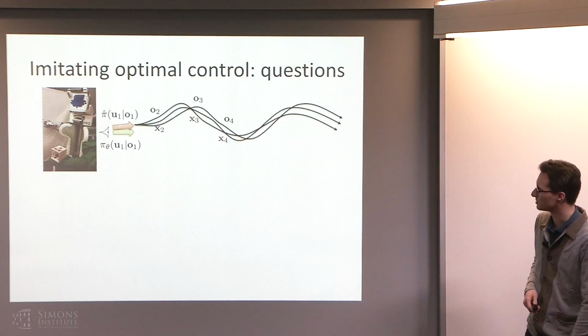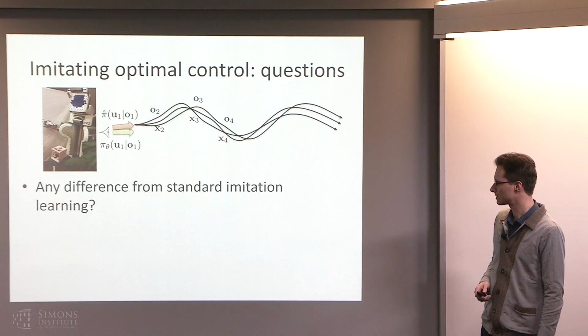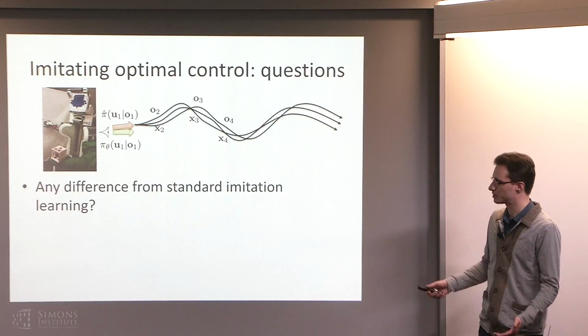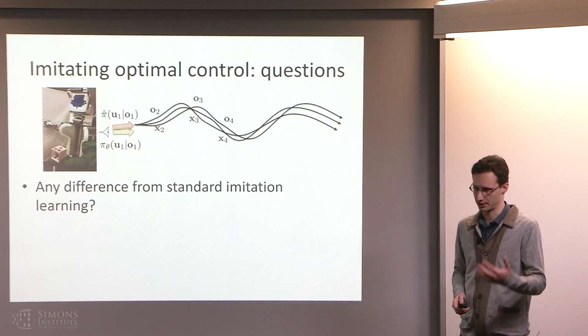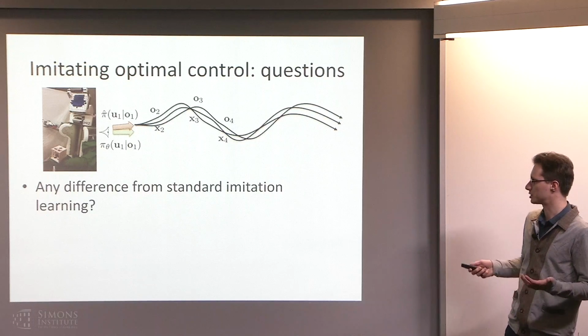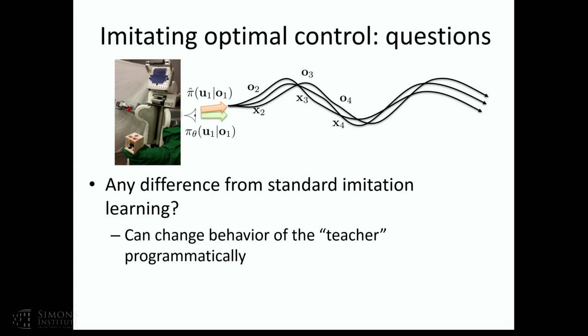So first, let's conclude this with a few concluding remarks. One of the questions about this class of techniques where you're using a control algorithm together with imitation learning to learn a policy is, is it actually any different from standard imitation learning? So if we want to design algorithms of this type, is it just a matter of designing good imitation learning algorithms and then substituting an optimal control for the human, or is there more to it? There might be more to it because when you're using optimal control to generate the data, you can actually change the behavior of the teacher programmatically.